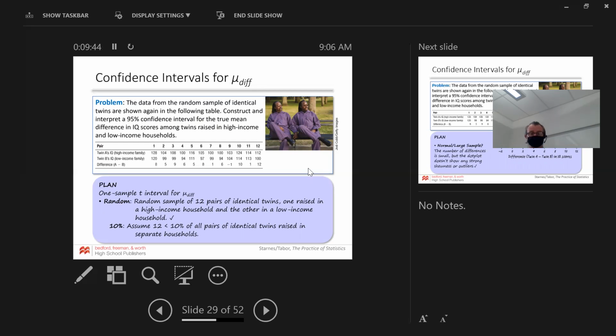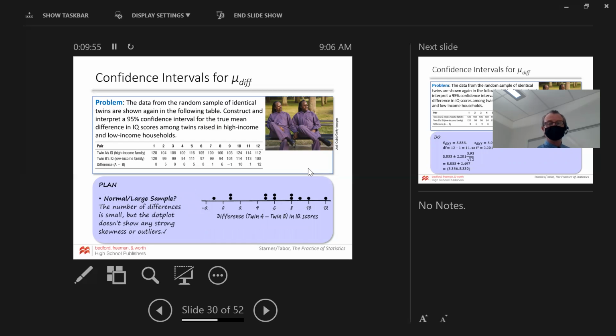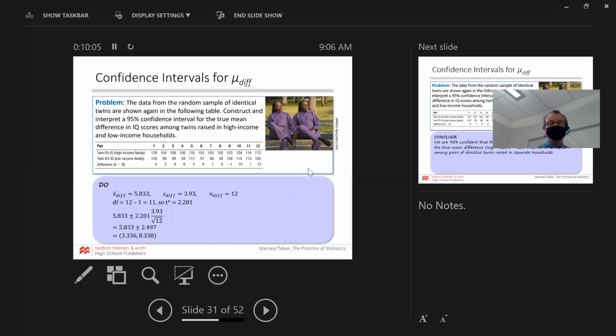Correct. If there's blocking, you do a one sample test. Okay. 12 is less than 10% of all the twins. The sample size was not large enough, so we had to do a dot plot or a box plot. Here's the value you would get. We good? So think about this. What we're telling you is, you're going to do it yourself.